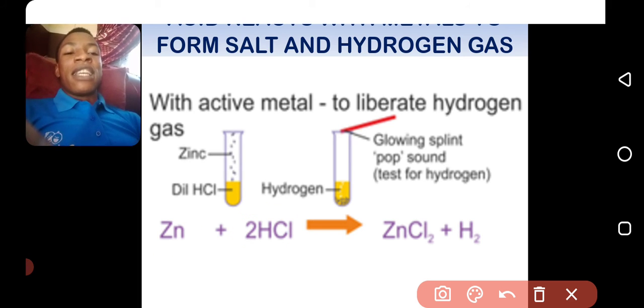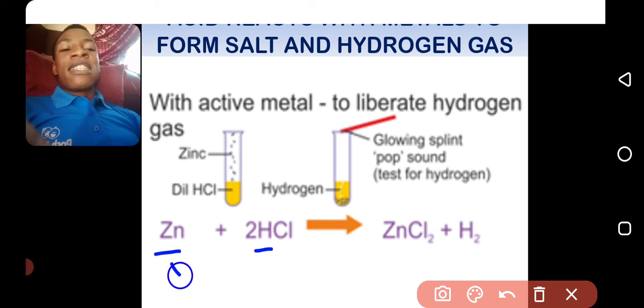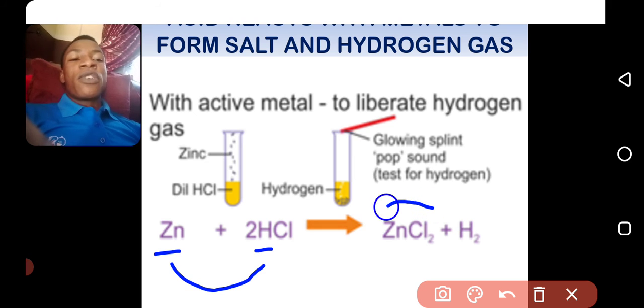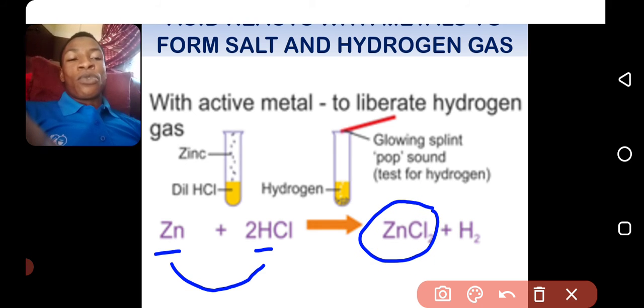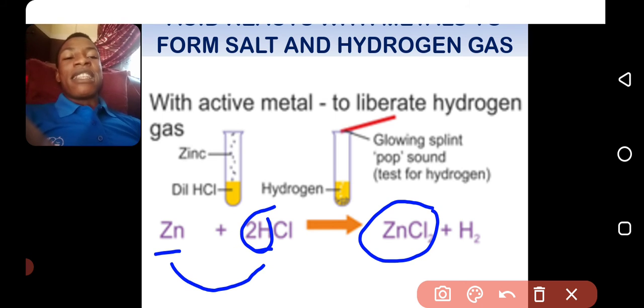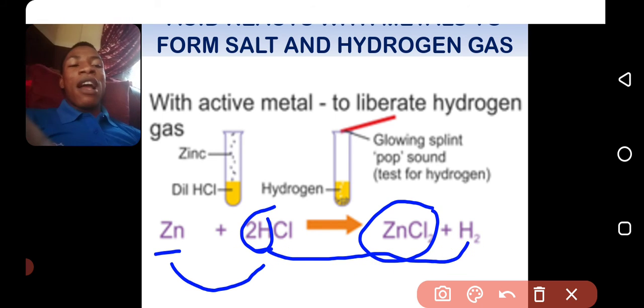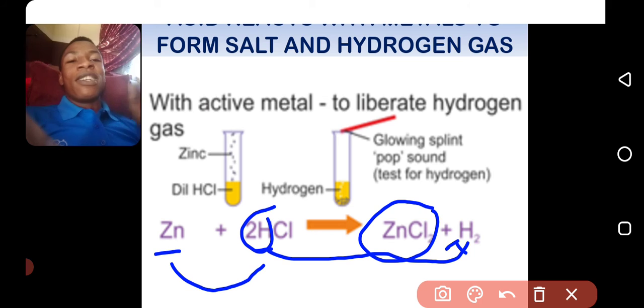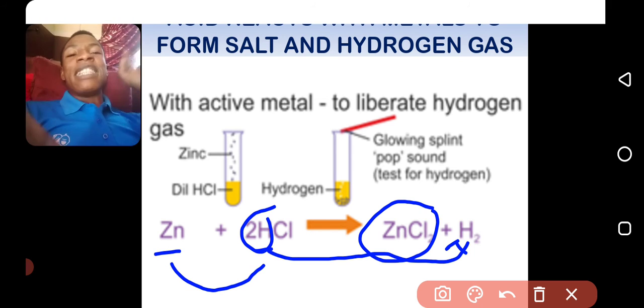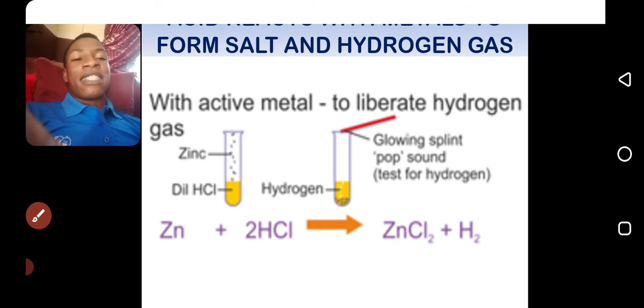You see zinc here, you see hydrogen here. This zinc will come and take the place of hydrogen to give us ZnCl2. Then the hydrogen will be displaced away from the compound, and you see hydrogen standing alone. That is a displacement reaction. That means we have displaced hydrogen from the acid. So you call that a displacement reaction.